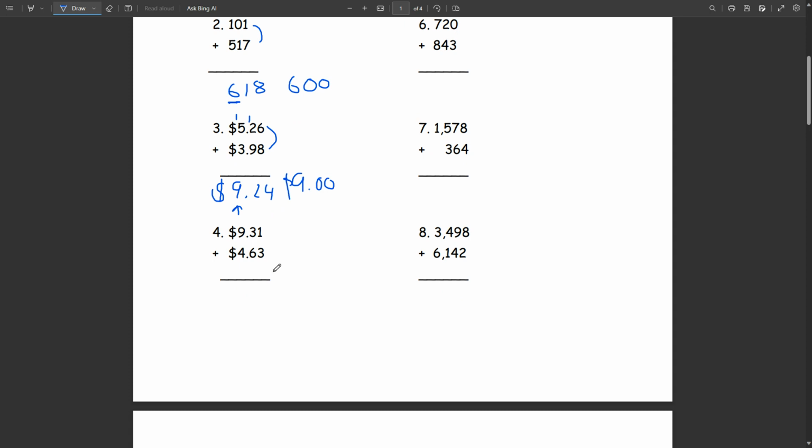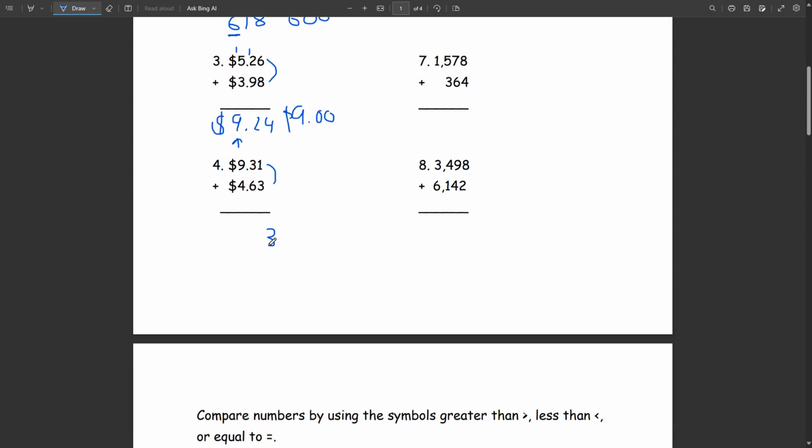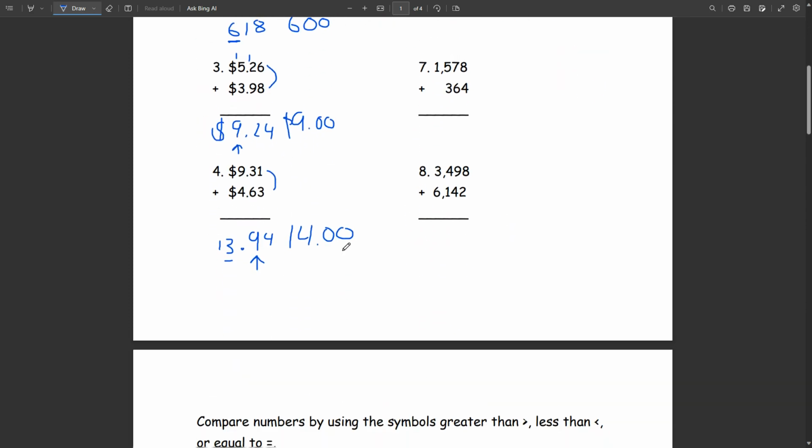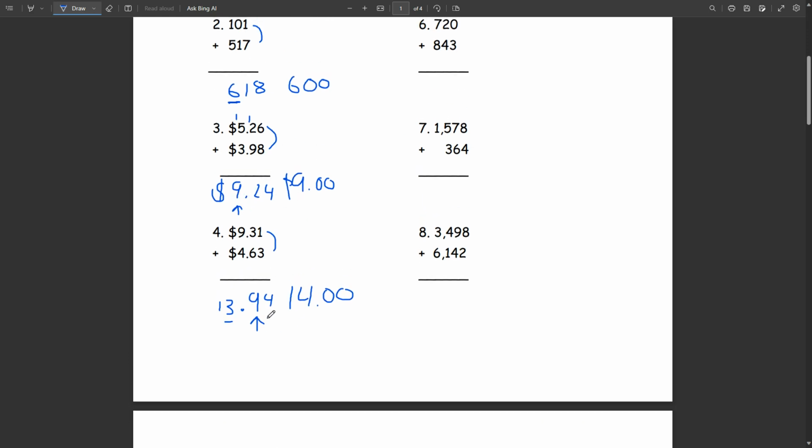Number 4, 3 plus 1 equals 4. Let me erase that. 6 plus 3 equals 9. Let's add our decimal now. And then 9 plus 4 equals 13. Since this number is 5 or above, we want to add one to this number, so it's going to be 14.00. So we're rounding up and making it 14. So we're rounding it to our whole number, or rounding to the nearest dollar. Since this is our nearest dollar, we're rounding here. I'll add our dollar sign too.